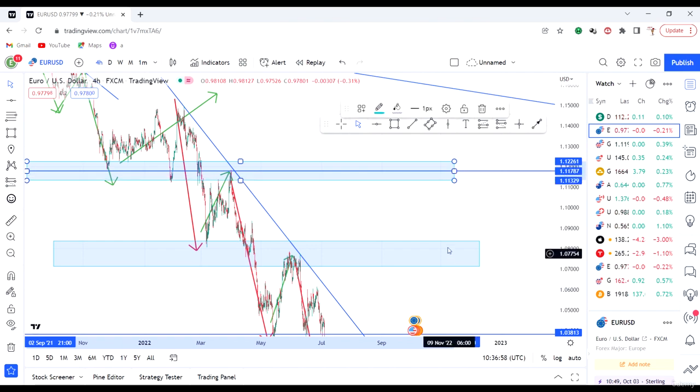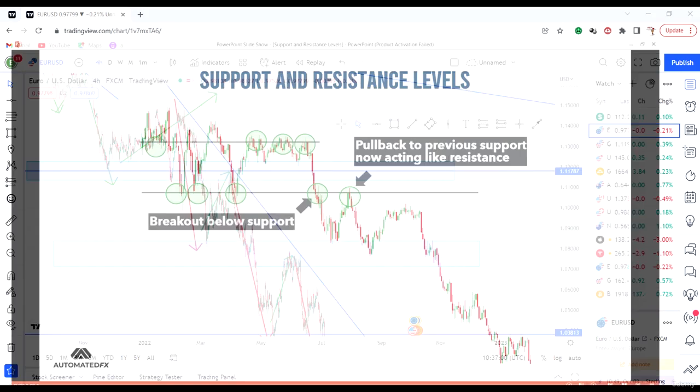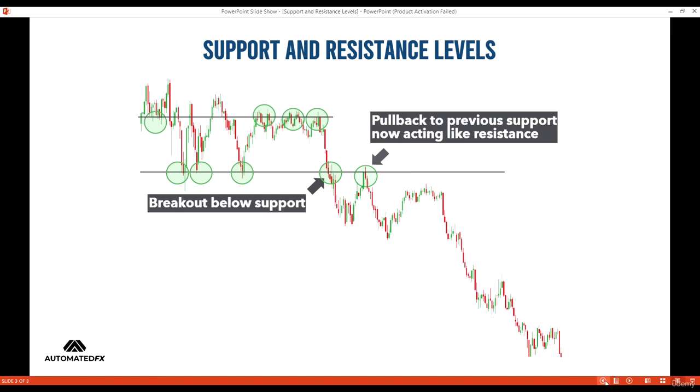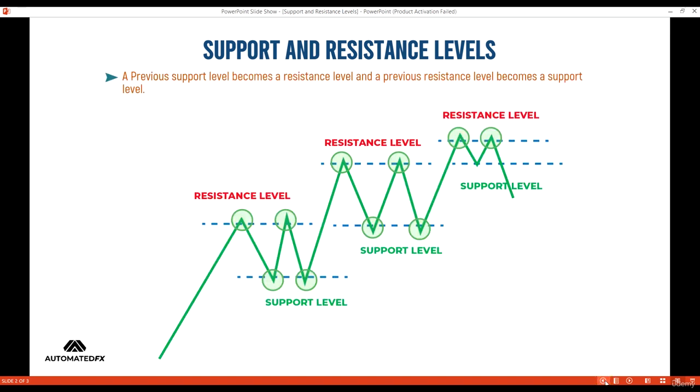Yeah, so that's the idea of support and resistance in Forex. These are concepts that you need to take note of and understand. You're going to use them in your day-to-day analysis of the market.